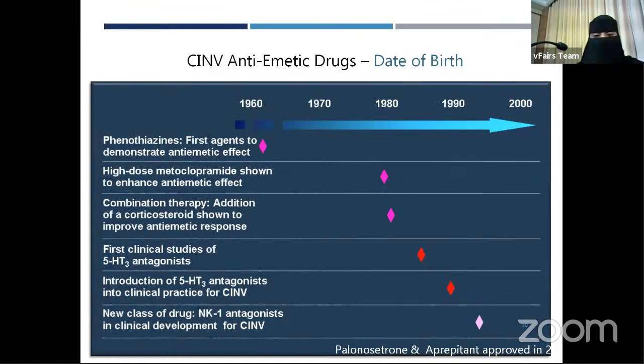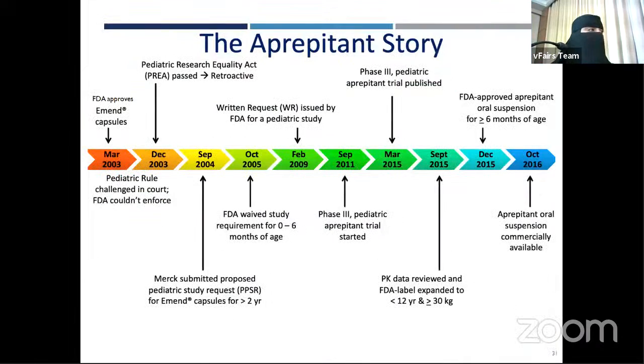In the early 1960s till 1990, we didn't have anything unless we had a high dose of metoclopramide and dexamethasone. Then in the early 2000s, we had palonosetron, and aprepitant was approved in pediatrics. So after that, we can have an overview of the aprepitant story or journey mainly. In 2011, the first phase 3 pediatric aprepitant trial was started.